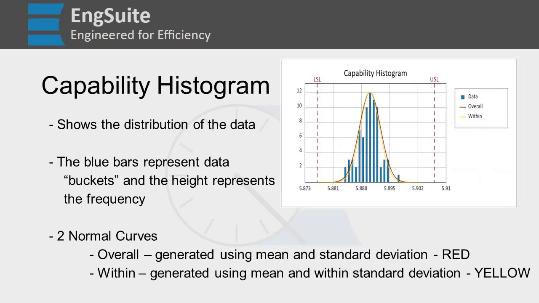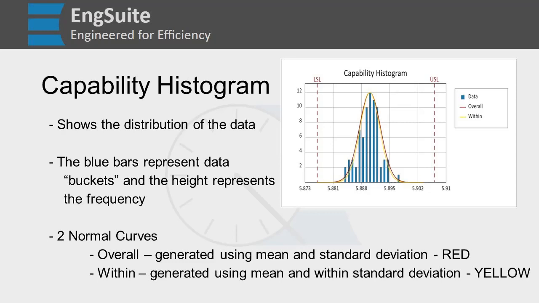Generally these buckets are some ratio, some percentage of your total tolerance, or it tries to divide it into evenly spaced buckets between the lower spec limit and the upper spec limit. Now, you'll notice that there are two normal curves, and on this one they're kind of hard to see because they're very close, and that's a good thing actually.